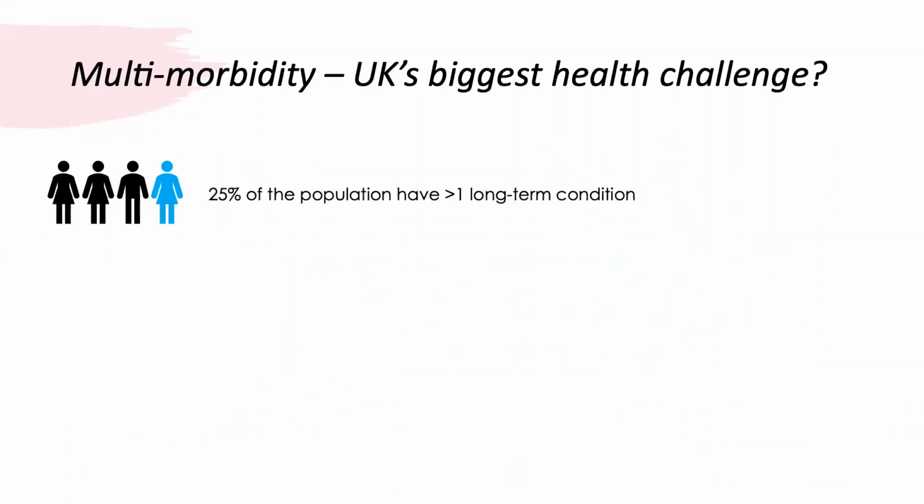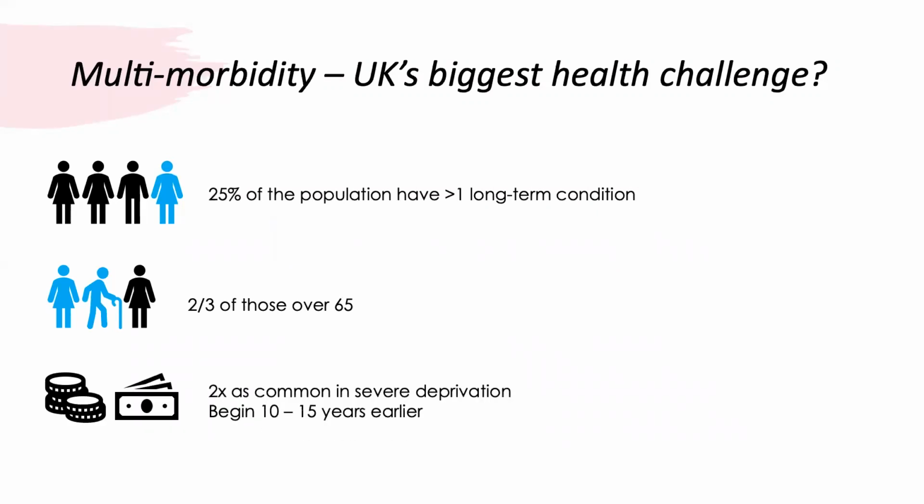And as I mentioned, multimorbidity is extremely common, with just over a quarter of the population having more than one long-term health condition. And the older that people get, the more likely it is that they have multimorbidity, with nearly 2/3 of those aged over 65 having more than one health condition. It is also significantly associated with poverty, and the more deprived groups are, the more likely it is that they have multimorbidity, and also the earlier multimorbidity is likely to set in, so they get multiple health conditions more often and at an earlier age.